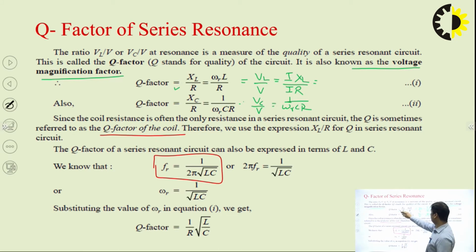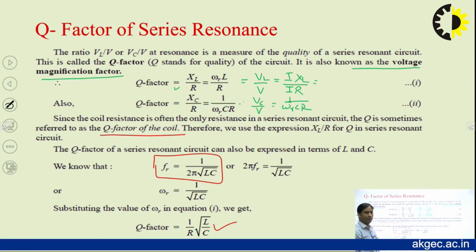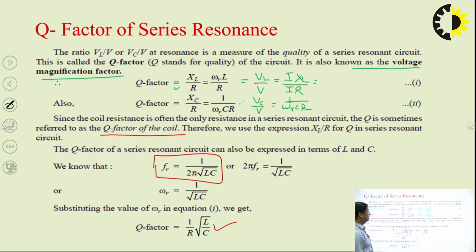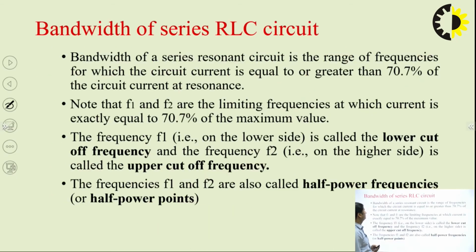So the Q factor is equal to XL upon R, which is equal to omega L upon R, and from here we put the value of omega R, that is 1 upon root LC. When we put the value in equation number 1, we will get this result, that is 1 upon R root of L by C. R is the resistance, L is the inductance, and C is the capacitance. So this is the Q factor of the series resonance, expressed in terms of inductance and capacitance.